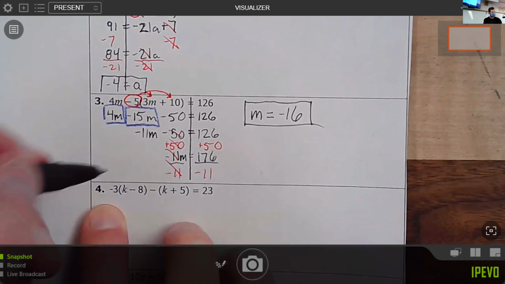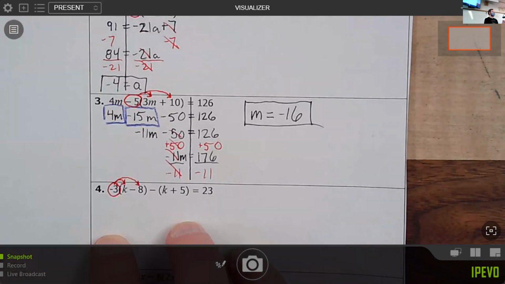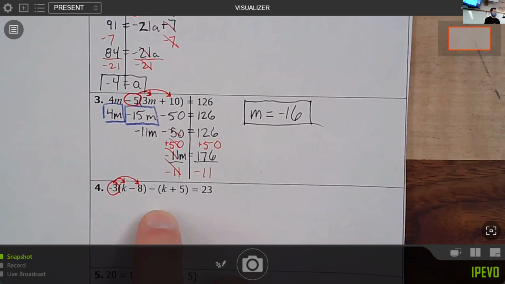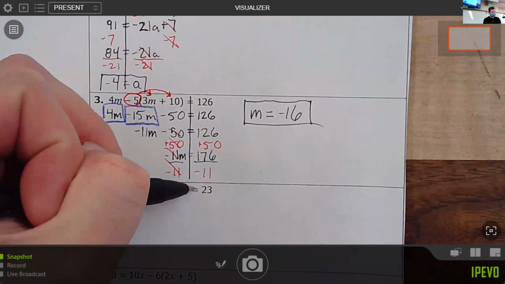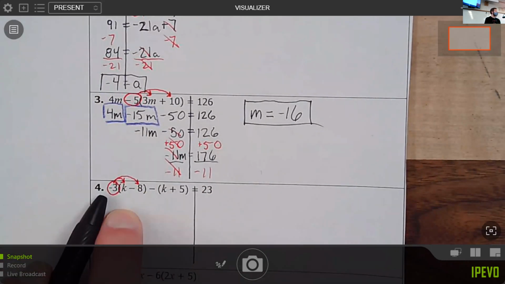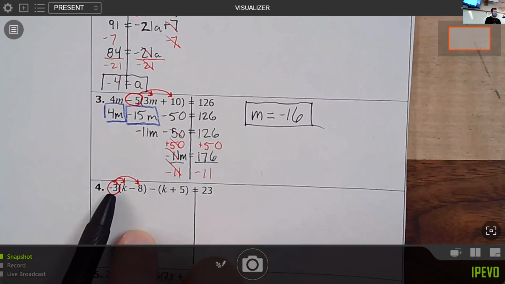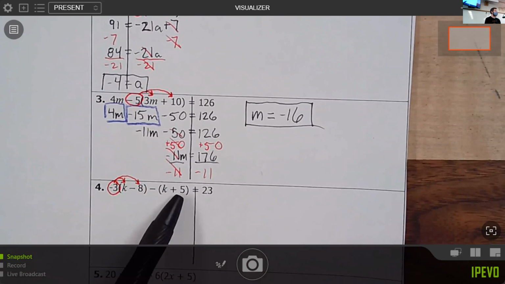Negative 3. Good. I distributed negative 3 to that first set of parentheses. Something I noticed on the review, on the assignment for this kind of thing when we were combining like terms and using distributive property, was there are some people who are distributing the thing on the far left. So listen carefully here. There's some people who are distributing this thing on the far left to the first set of parentheses and the second set of parentheses.